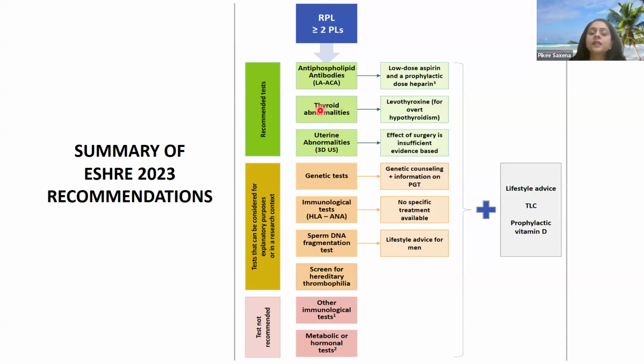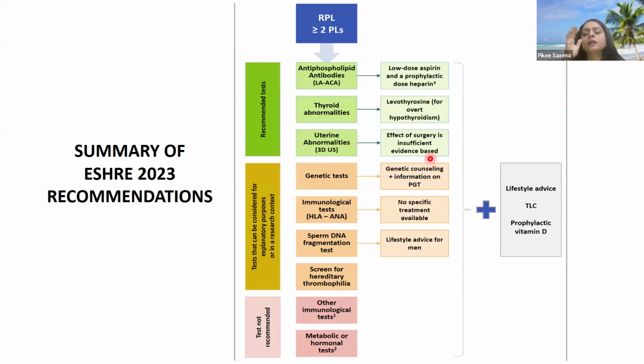And you must do TSH testing, T3, T4. And if the level is more than 2.5, levothyroxine can be started in these patients. Of course, overt hypothyroidism and subclinical hypothyroidism also need to be treated. If there is uterine anomaly, 3D ultrasound is recommended, and hysteroscopy can also be done. And if she is coming with recurrent abortions, you can think of doing a septal resection. I think this should be done.